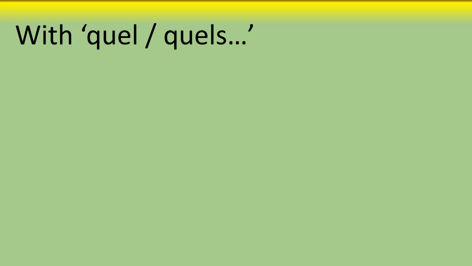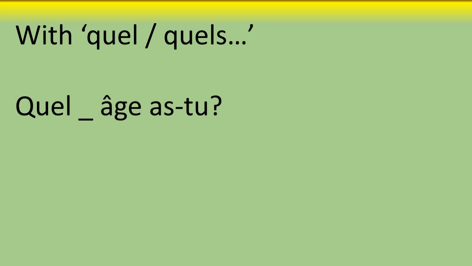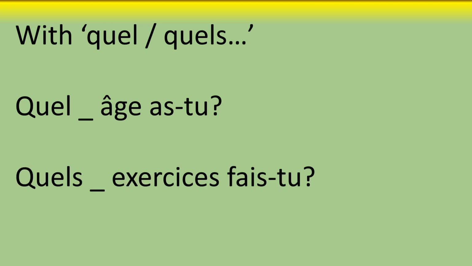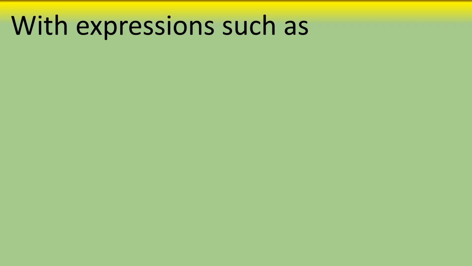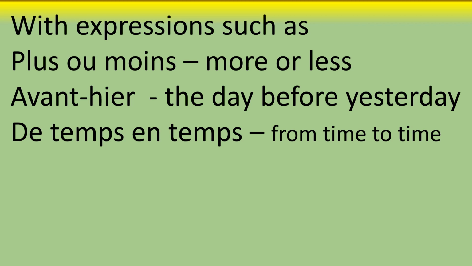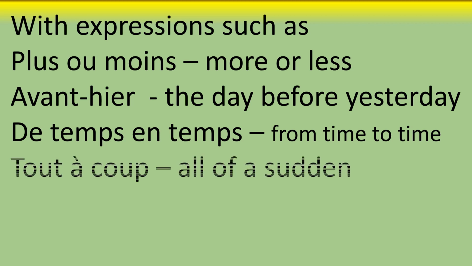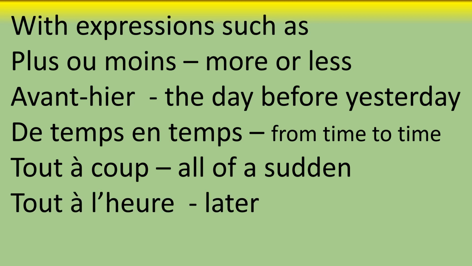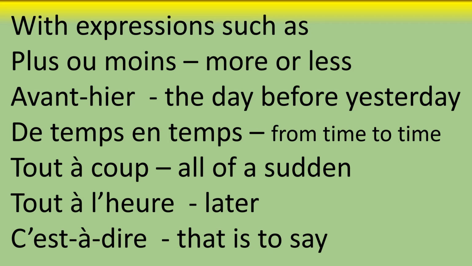However, we are going to use the liaison with quel in a question. Quel âge as-tu? And when I'm talking about quel, I'm talking about the feminine, the plural, and so on. Quels exercices fais-tu? Finally, we are going to make liaisons with expressions, which we call in French expressions figées. So these are particular ones, like plus ou moins, avant-hier, de temps en temps, and a common mistake I hear, tout à coup, tout à l'heure, c'est-à-dire.